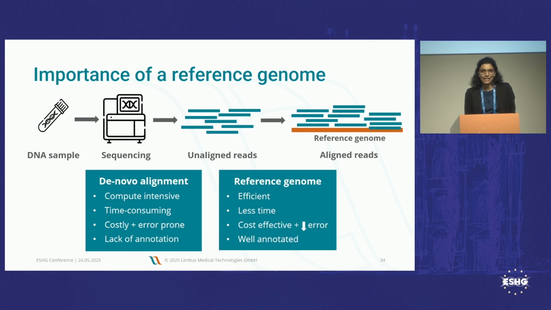On the other hand, if we use a reference genome, it is efficient and cost effective, and we have a lot of annotation sources with which we can compare and call out variants, which is less error prone. This says that we really need a reference genome which is complete, accurate, and of high quality. And we know that scientists in our field have strived to achieve this for a long period of time.